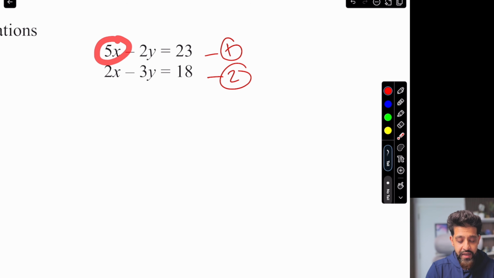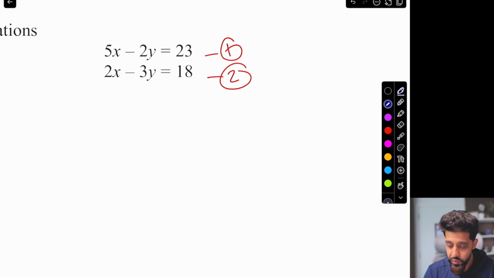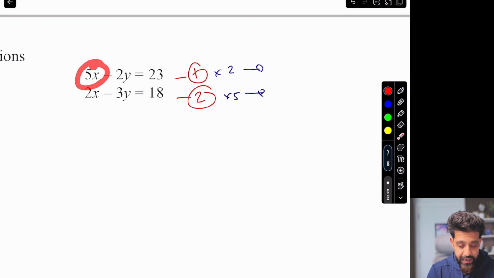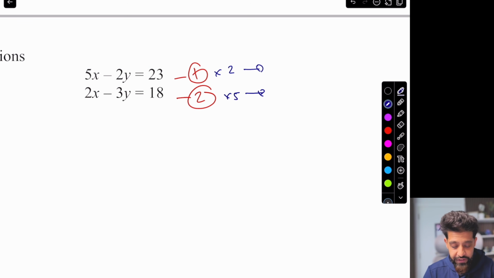I'm going to multiply this, and I'm going to multiply this. I think I'm going to get 10, aren't I? So I'm going to multiply the first one by 2 and the second one by 5. If I multiply the entire equation, remember, that times 2, that times 2, and that times 2. So 5x times 2 is 10x, minus 2y times 2 is minus 4y, and 23 times 2 is 46.